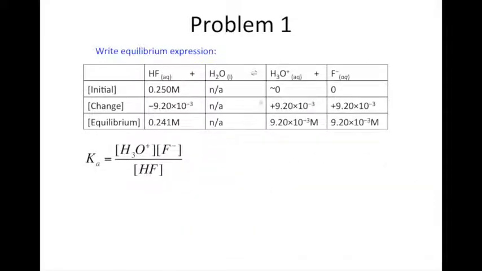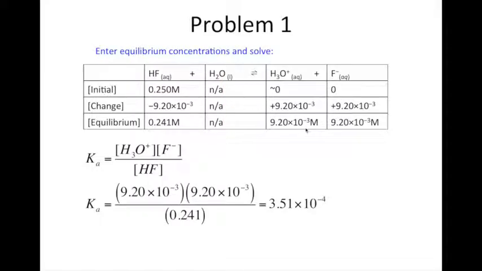We know that the Ka is equal to our concentration of products divided by reactants. We don't include water in this. And we have our equilibrium concentrations, so we can plug those in and solve for Ka. So we get a Ka value of 3.51 times 10 to the minus 4.